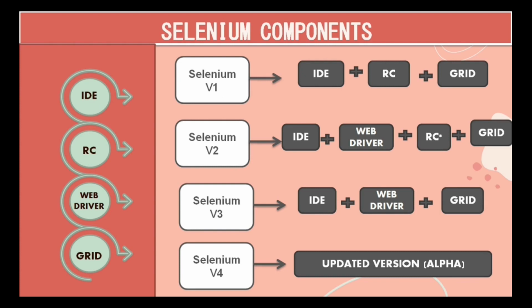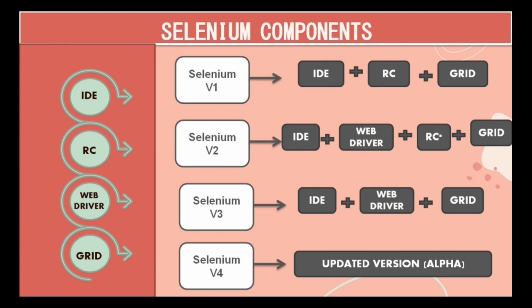Then comes Selenium version 2. Here we have the IDE, the WebDriver, the RC and the grid. In 2007, Simon Stewart invented the WebDriver. Now why did he invent this WebDriver? Because the architecture of the RC was very complicated, and in RC we need a separate server to talk to the browser. So he removed the requirement of the separate server, and this is Selenium version 2, where the WebDriver was introduced.